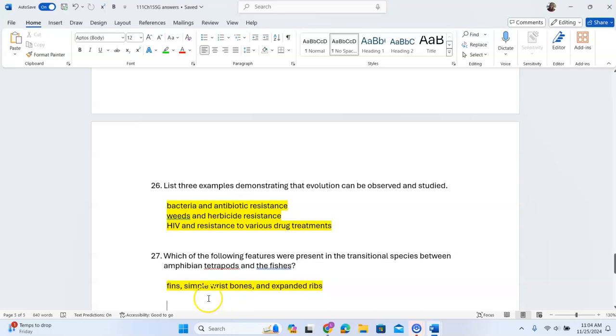But that transitional species had simple wrist bones too. So the transitional species had these 3 characteristics, some of which we see in the fish and some of which we see in the amphibians. But it was the transition between fishes and amphibians.